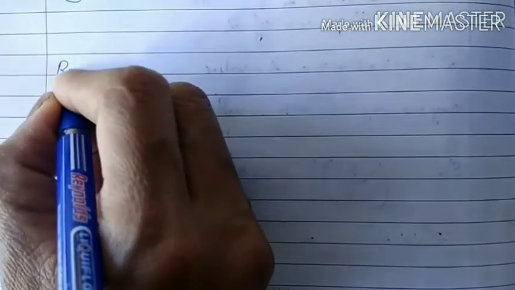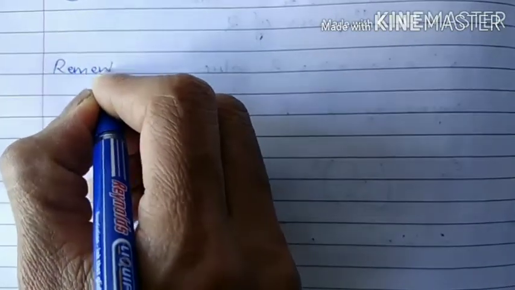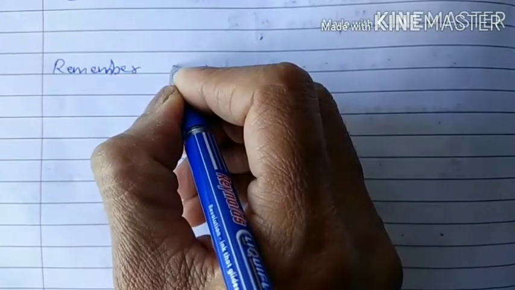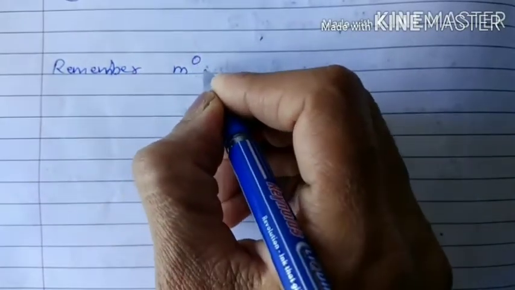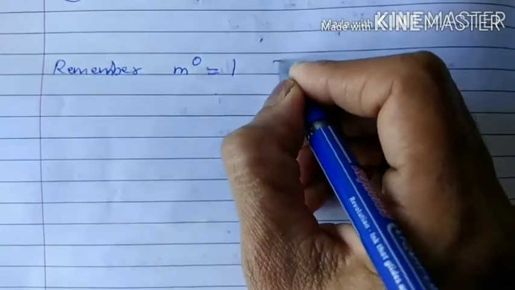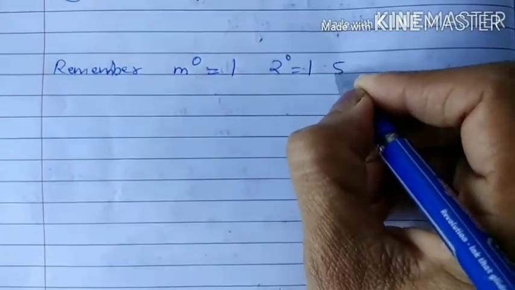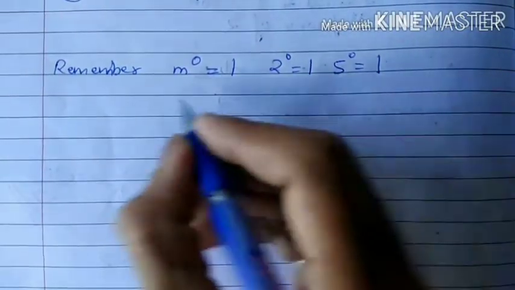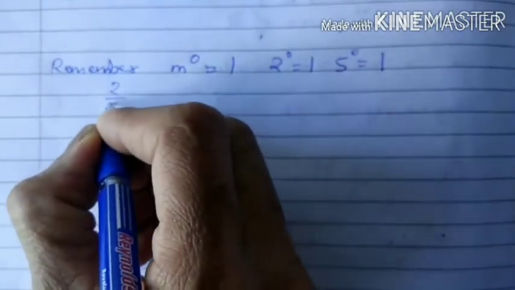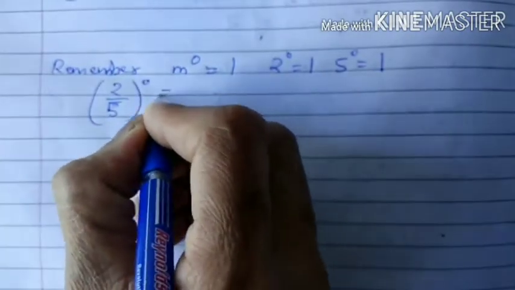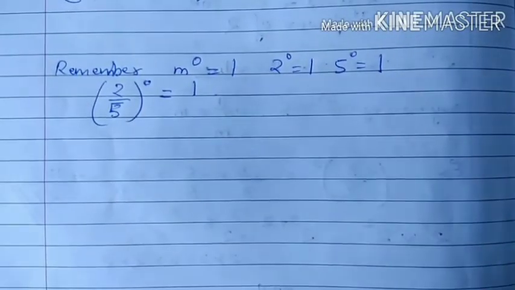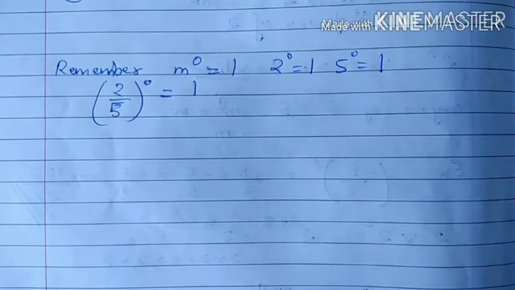Now, in case of indices, an important point to remember is any number raised to 0, the answer is always 1. So, अगर हम यहाँ पे example m लेते हैं, any number m raised to 0 is going to be 1. Let's take 2. 2 raised to 0 is 1. 5 raised to 0 is 1. If we take a fraction 2 upon 5, that raised to 0 is 1. So, any number raised to 0 is 1.